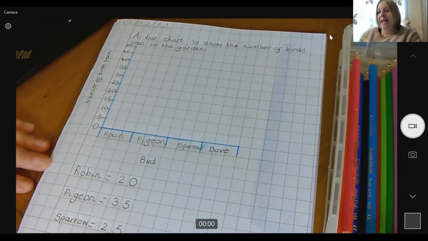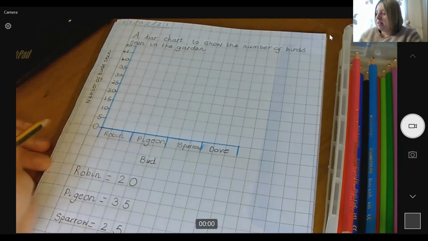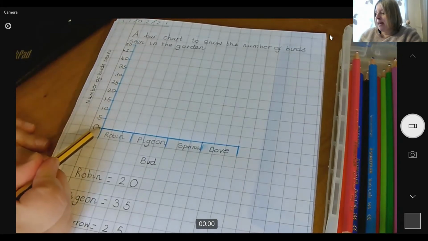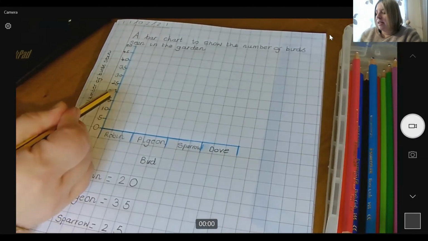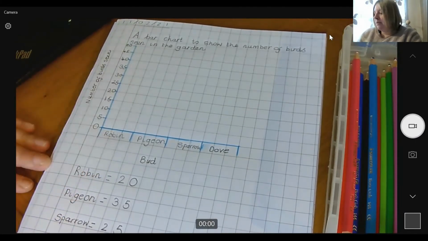Then I've put my scale in. I know from the pictogram that we are counting in fives. So I've started with my 0 at the very bottom, and my numbers sit on the lines. So now we are going to complete the pictogram.